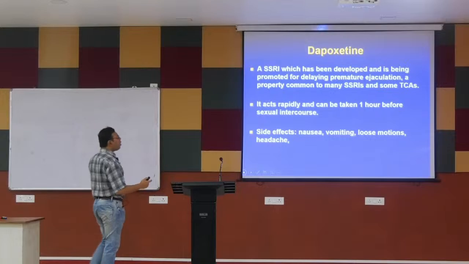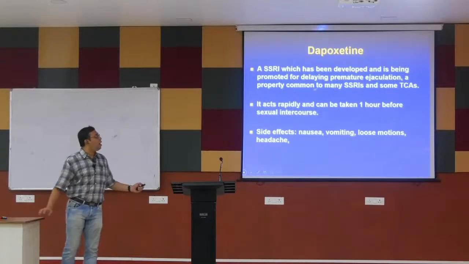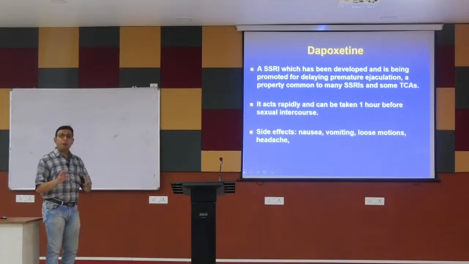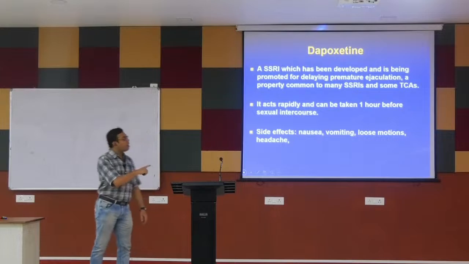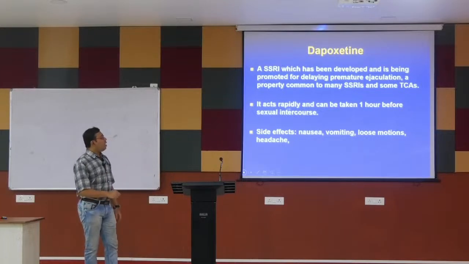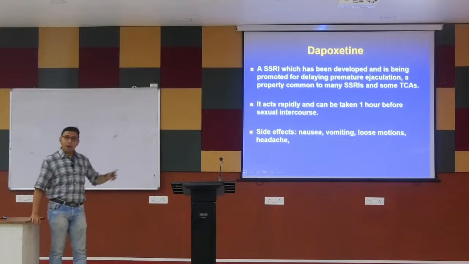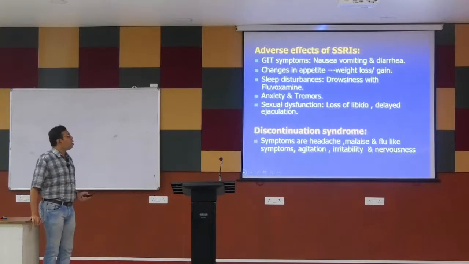Dapaxetine is the newer one that is mainly used for delaying premature ejaculation. So premature ejaculation is also treated by different types of antidepressant drugs. One of the drugs is dapaxetine, and it acts rapidly, can be taken 1 hour before sexual intercourse. So dapaxetine can be used in premature ejaculation. Side effects are not important.